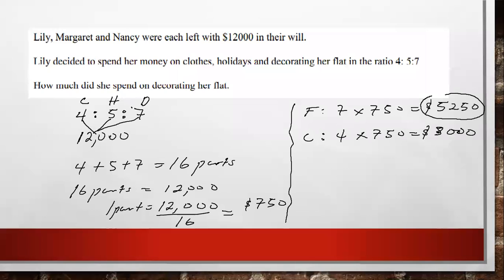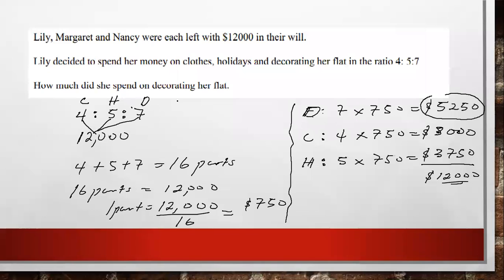Then we move on to holiday. This is for decorating the flat, this is for clothes, then holiday. How many parts do we have for holiday? 5. So we say 5 times 750, which gives me 3,750. Can somebody add up all these three numbers and see if you don't get 12,000? Yes, sir. So when you add up all of this, you end up getting 12,000.